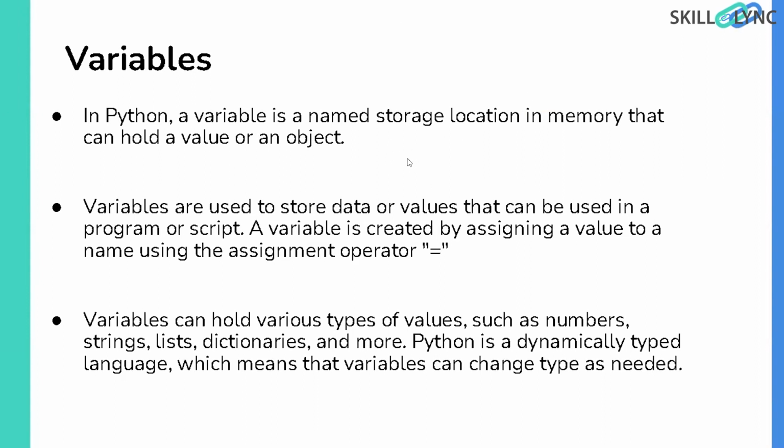Just like, for example, you are defining x equal to 5. Here your variable is nothing but your x. And what is that x doing? It is storing the value which is assigned to it. Whatever value is assigned to that variable will be stored in that variable. So how do you assign a value to a variable? You use the operator called equal to. Here you can see a variable is created by assigning a value to the name using the assignment operator equal to.